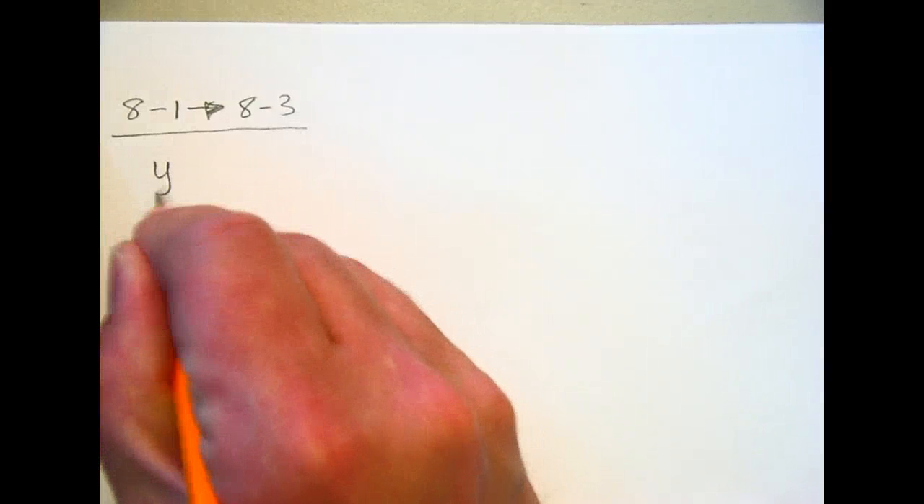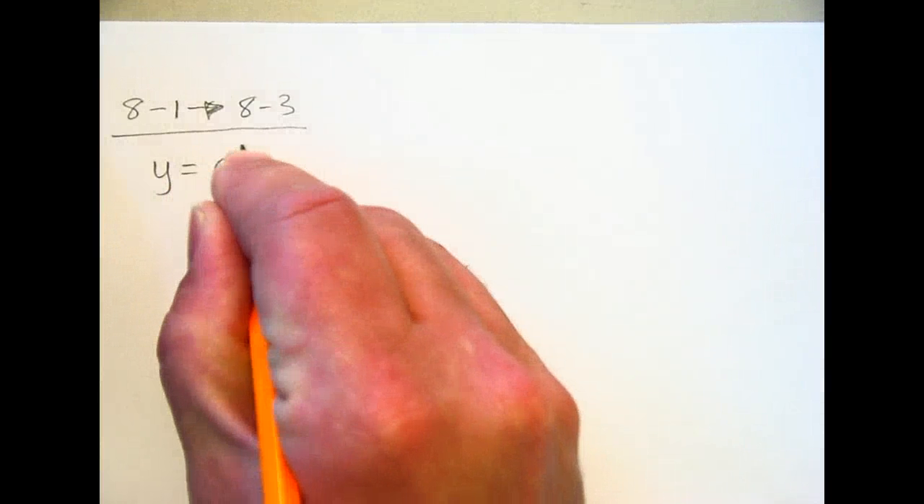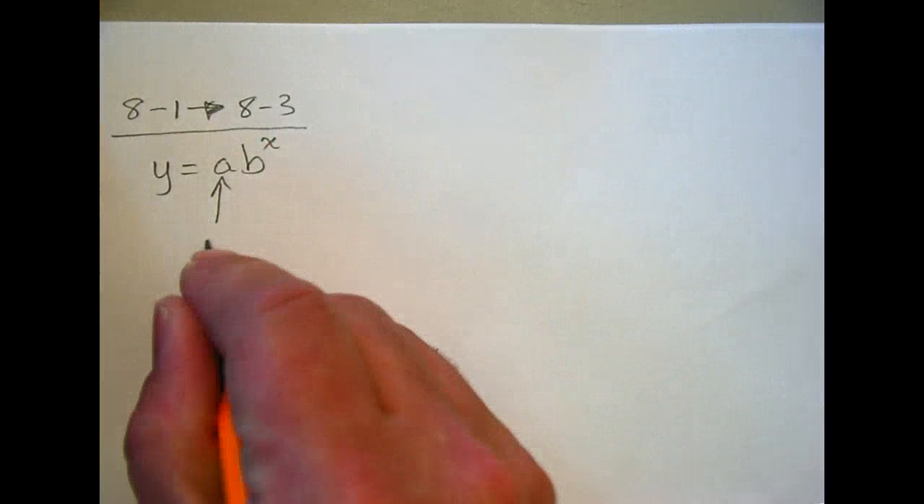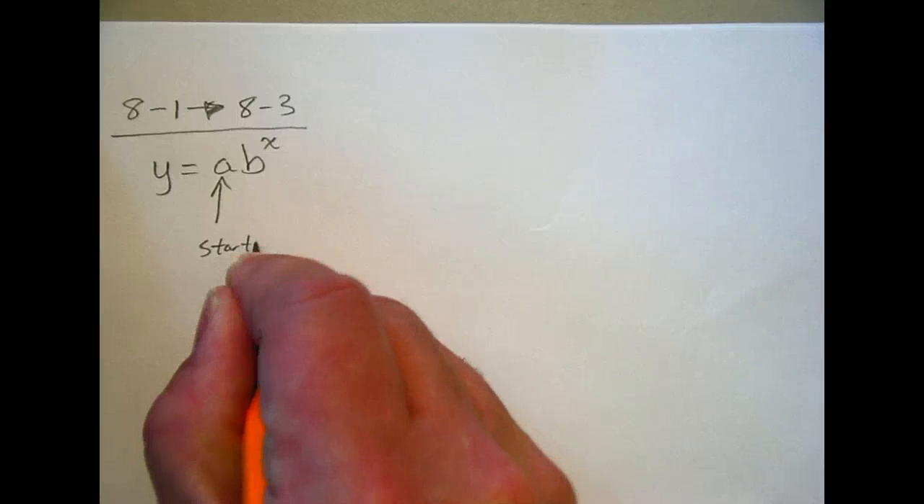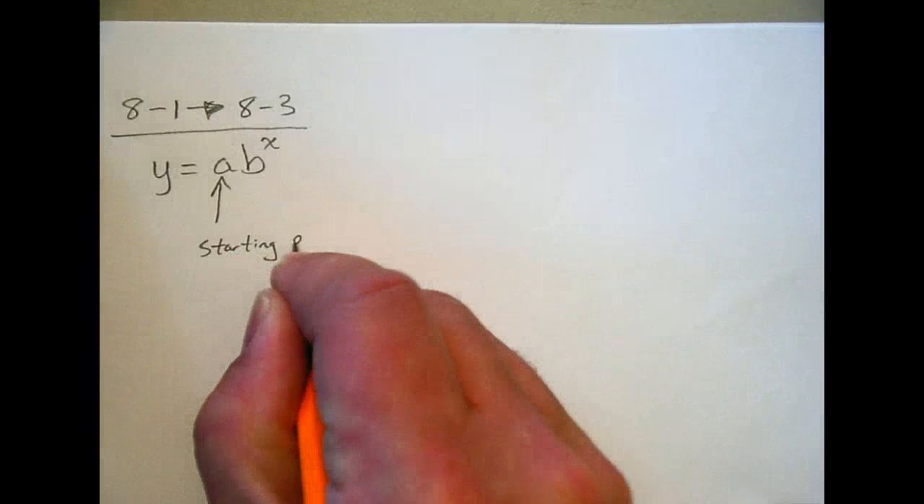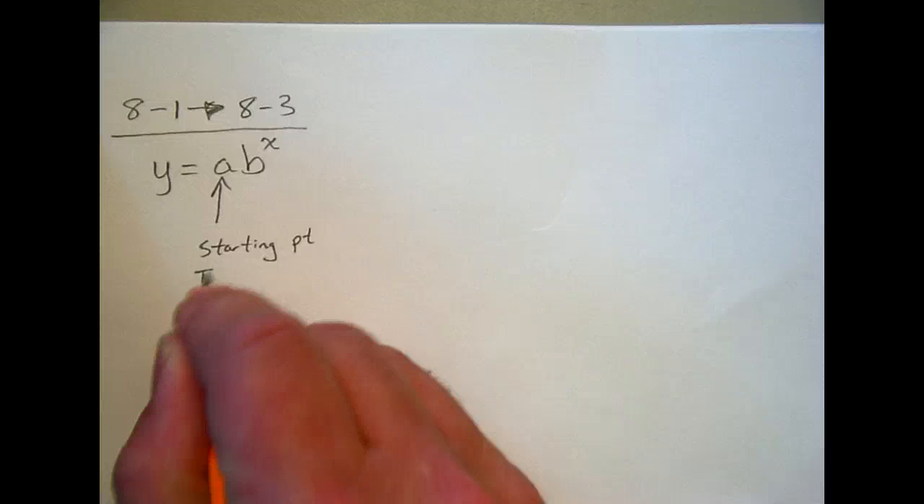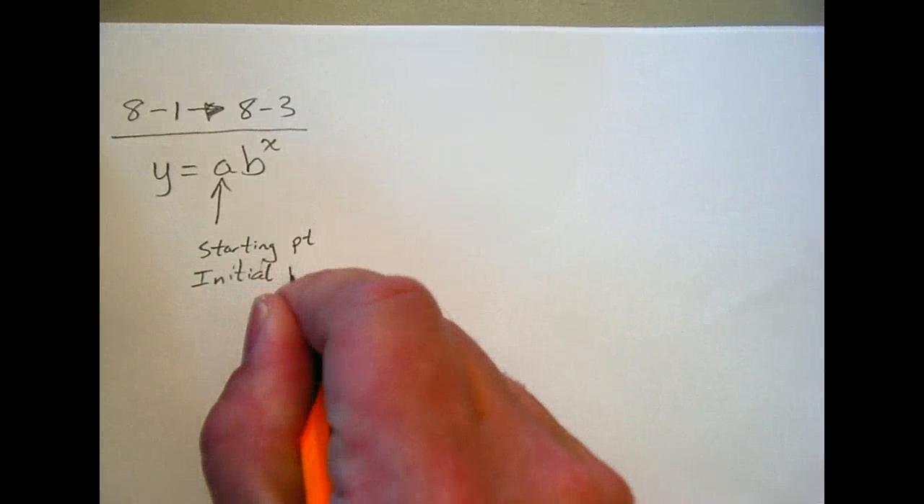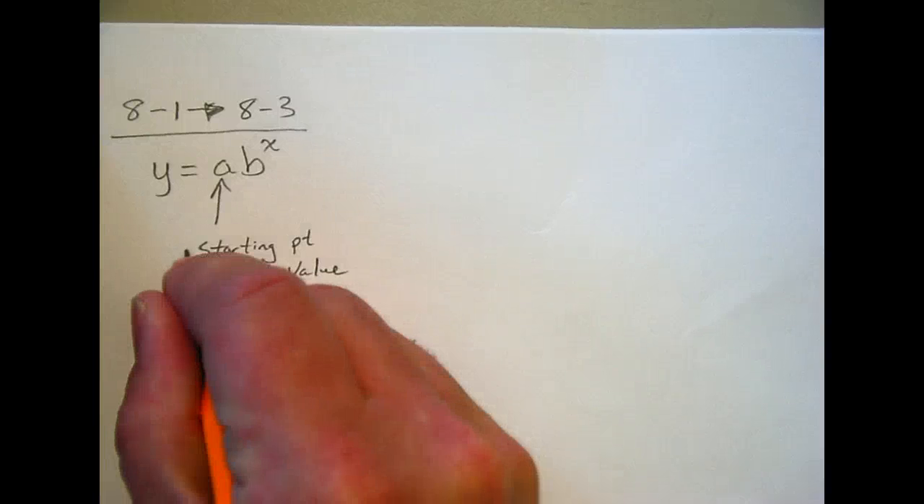Remember, that's the form y equals a b to the x. What's a? Good, that's our starting point, more commonly referred to as our initial value.